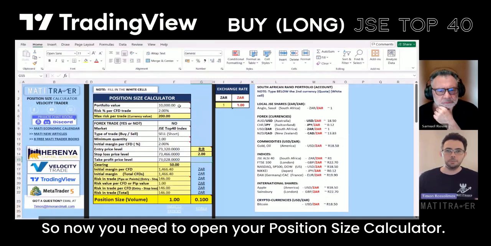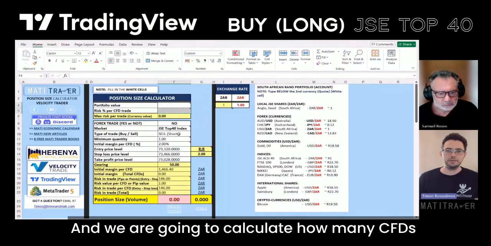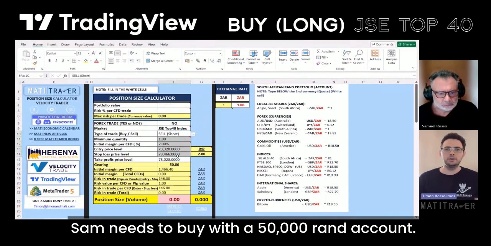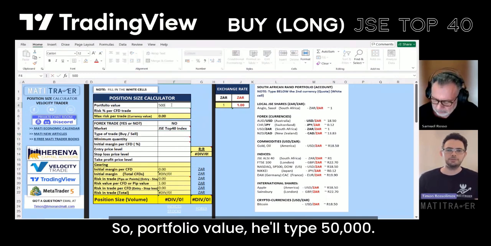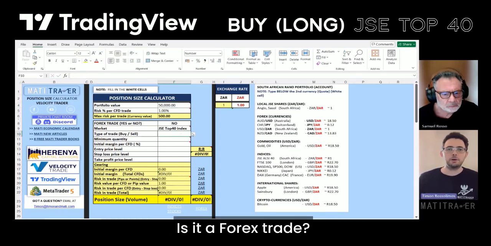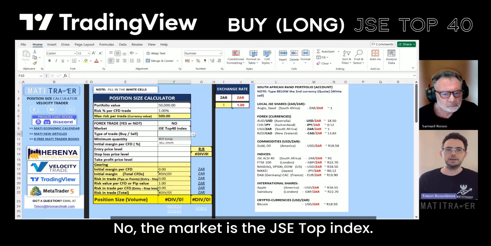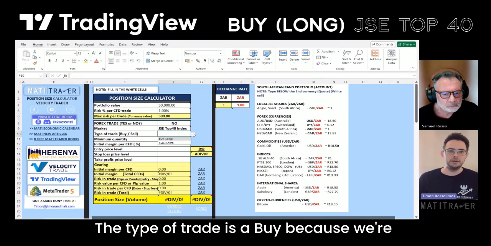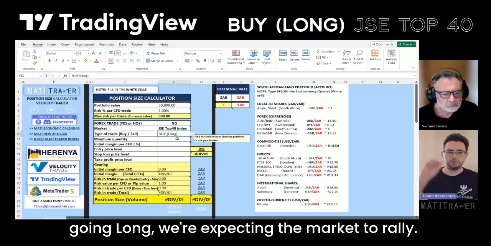So now you need to open your position size calculator. And we are going to calculate how many CFDs Sam needs to buy with a 50,000 Rand account. So portfolio value, he'll type 50,000. The risk is 1%. Is it a Forex trade? No. The market is the JSE Top Index. The type of trade is a buy because we're going long. We're expecting the market to rally.